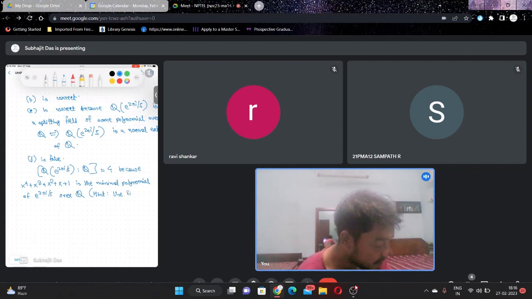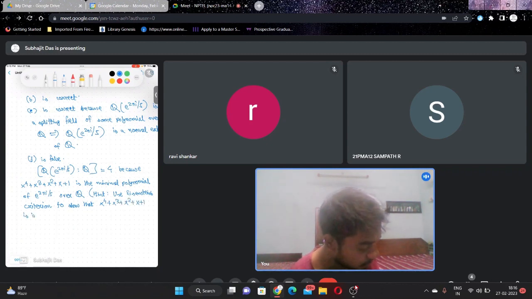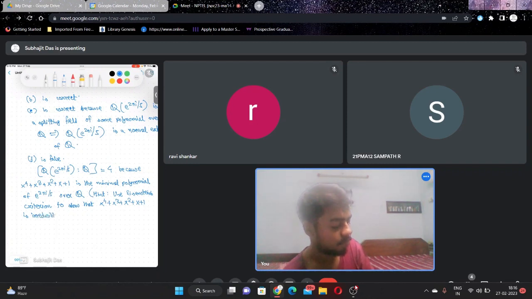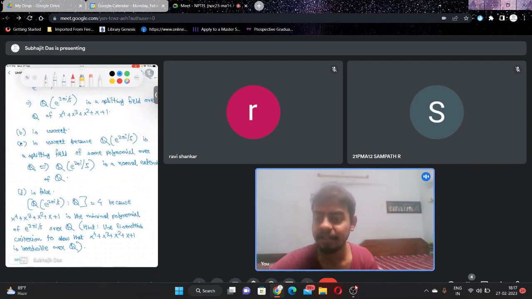So use Eisenstein. This is an exercise in basic ring theory. Use Eisenstein's criterion to show that x to the power 4 plus x cubed plus x squared plus x plus 1 is irreducible over Q. And once you check that this polynomial is irreducible over Q, you already know that e to the power 2 pi i by 5 is a root of this polynomial. You are done. This will be the minimal polynomial, and hence the degree of this extension will be 4.